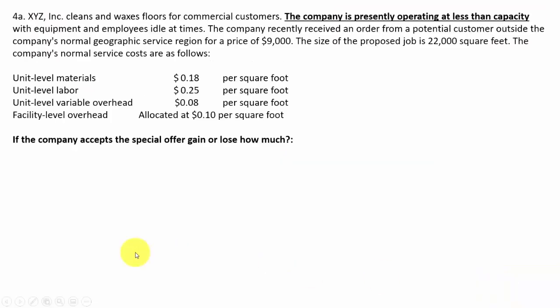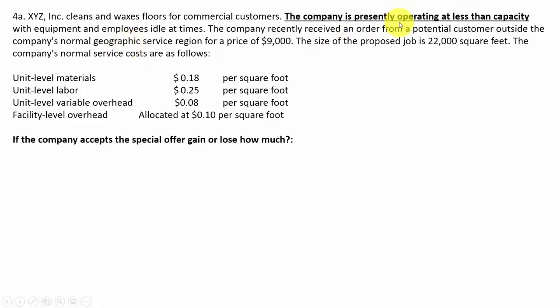We're going to shift gears now and look at special offers, whether or not a company should take a special offer on a job. So XYZ Incorporated cleans and waxes floors for commercial customers. The company is presently operating at less than capacity. That's very key to understanding what's going on right there. That means they could take on more work if they wanted to, and it wouldn't affect their fixed overhead. That's what that means.